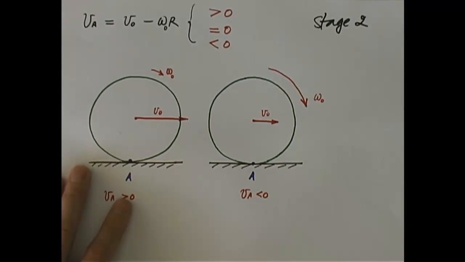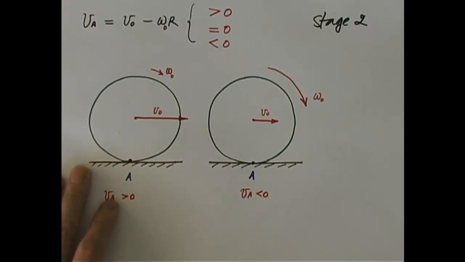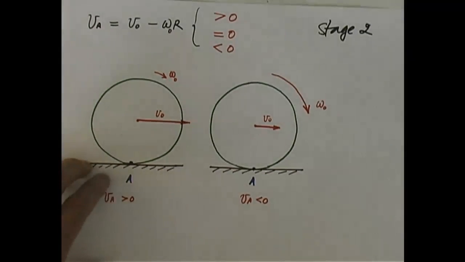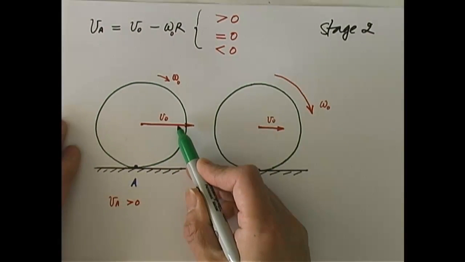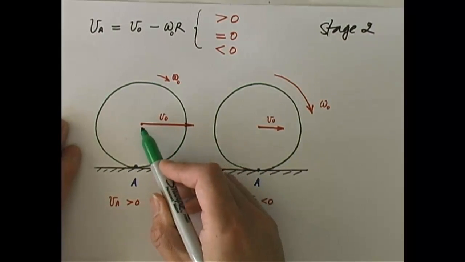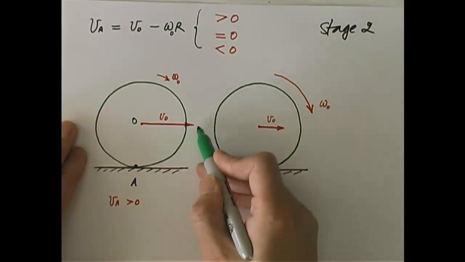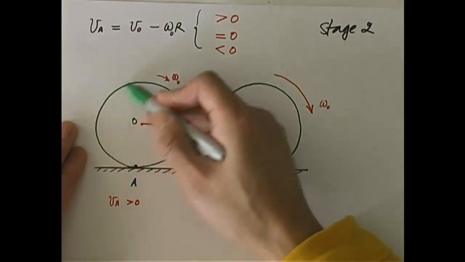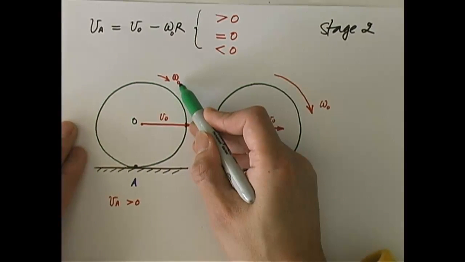The second stage starts the moment the cue stops hitting the billiard ball. So it starts to go forward and rotating at the same time. This is the moment when the second stage just starts. At this moment, the center of mass, point O, is moving forward with speed VO, and the whole thing is rotating forward with a speed omega O.